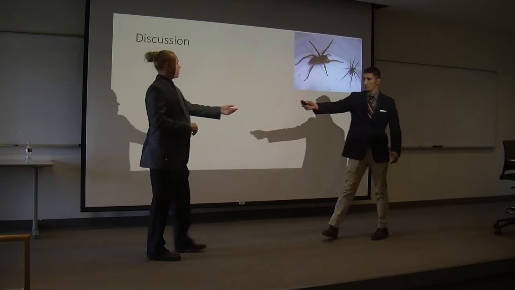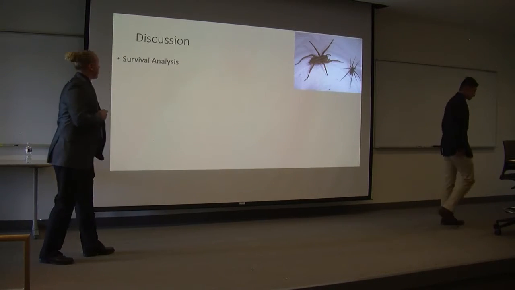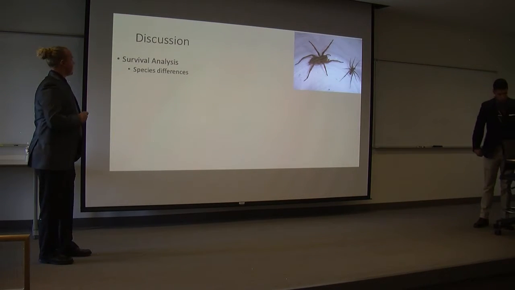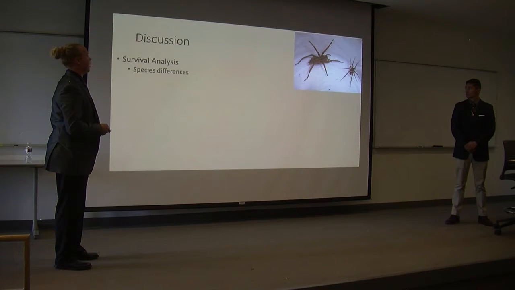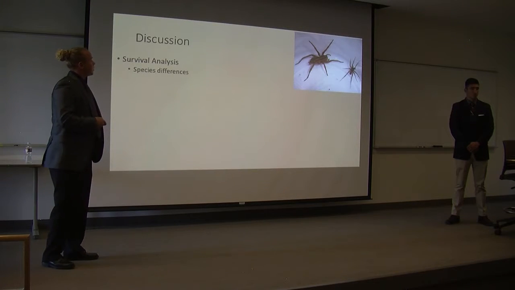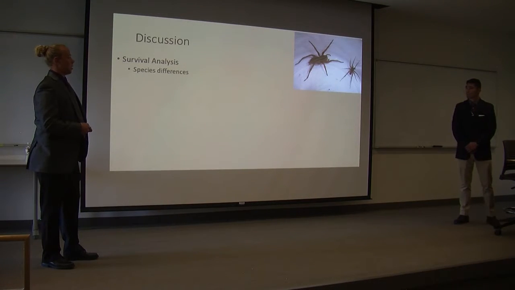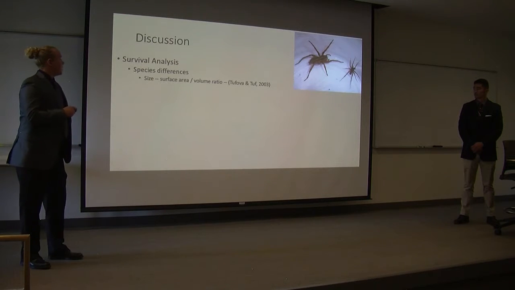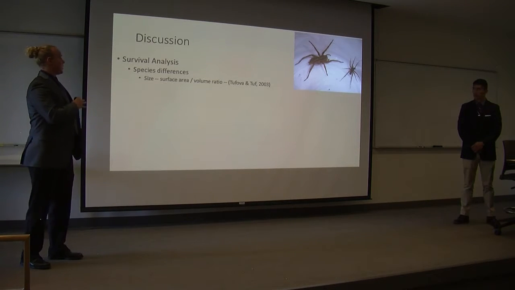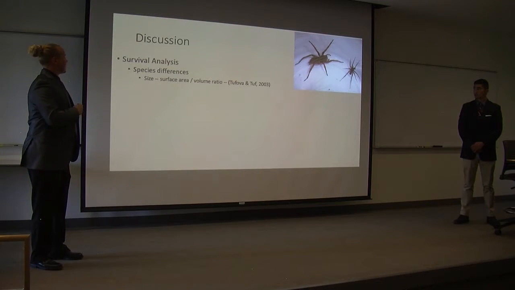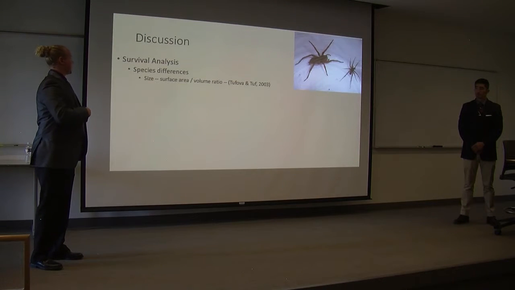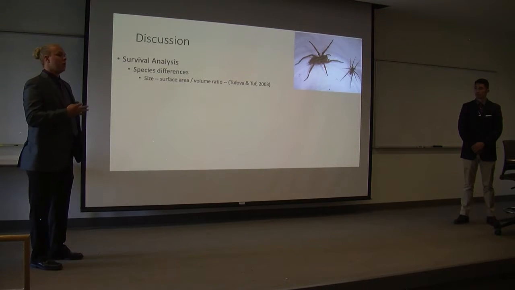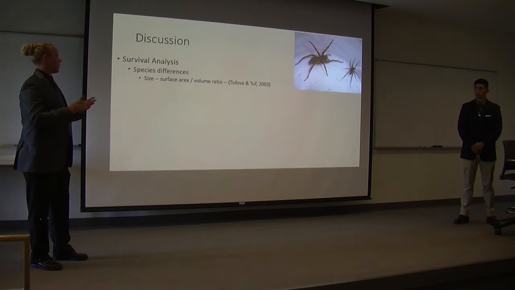So now, kind of what does all of that mean? Moving on to our survival analysis, we see species differences morphologically. As you can see here, here's the Rabidosa species compared to the Pardosa species. And as you can tell, the Rabidosa species is quite a bit larger than the Pardosa species. A paper done in 2003 by Tafova and Tuff showed us that size was actually detrimental to submersion tolerance, just because they have a lower surface area to volume ratio, meaning that they are going to have a harder time with the submersion tolerance.